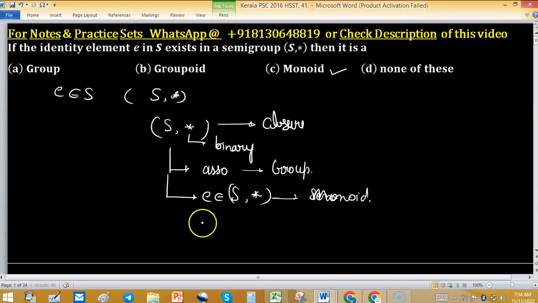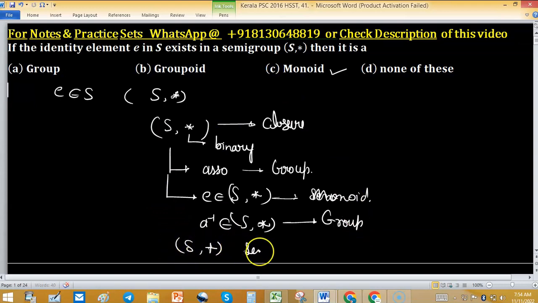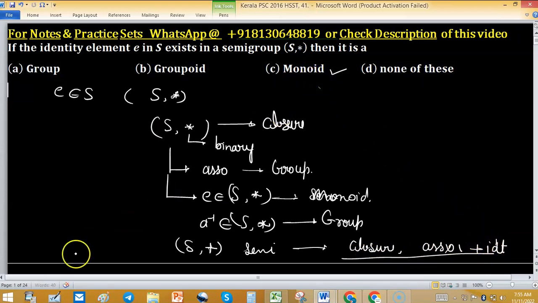And if the inverse, a inverse, belongs to (S, *), then we will call it a group. So (S, *) is a semigroup. Semigroup means two properties are already stated in a direct way: one is closure and the second one is associative. And saying that the identity will also hold in this set, then we will call this set (S, *) a monoid. Option C is correct.